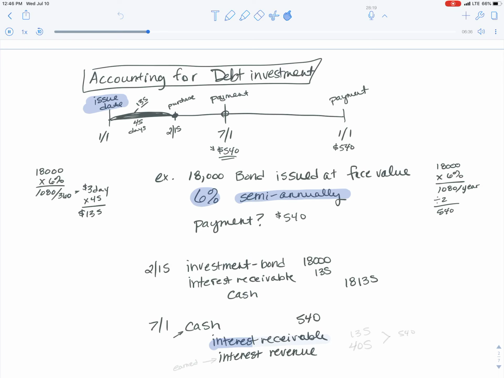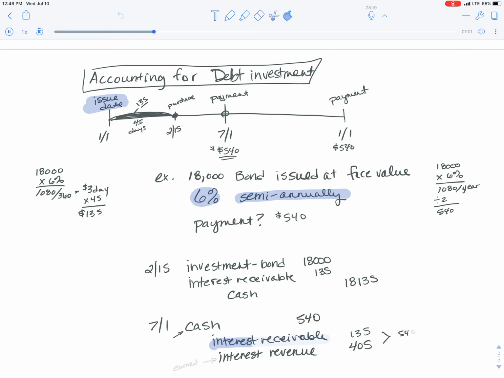In Chapter 14, we were the ones paying the cash. Now we're the company buying the investment. So we get all $540. That's $540 of cash, but $135 of that is not really ours. So the remaining $405 is what we earned.